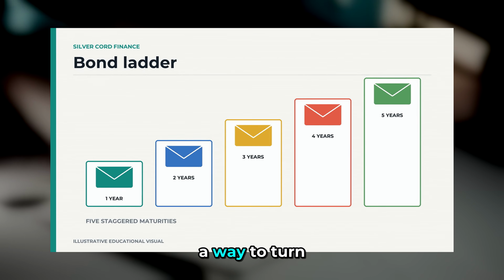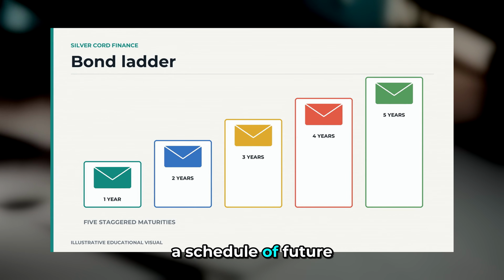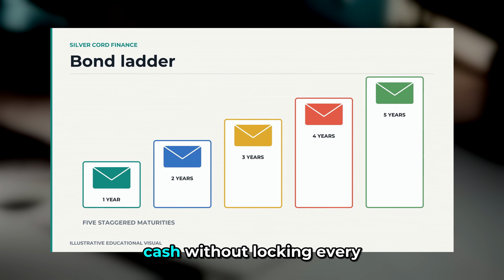A bond ladder is a way to turn a lump sum into a schedule of future cash without locking every dollar into the same maturity date. That matters because bonds create two useful cash flows: interest while you hold them, and principal when they mature. Instead of guessing where rates will go, you spread maturity dates across several years. Imagine putting all $10,000 into a 5-year bond. If you need $2,000 in year 2, you may have to sell early, possibly at a loss.